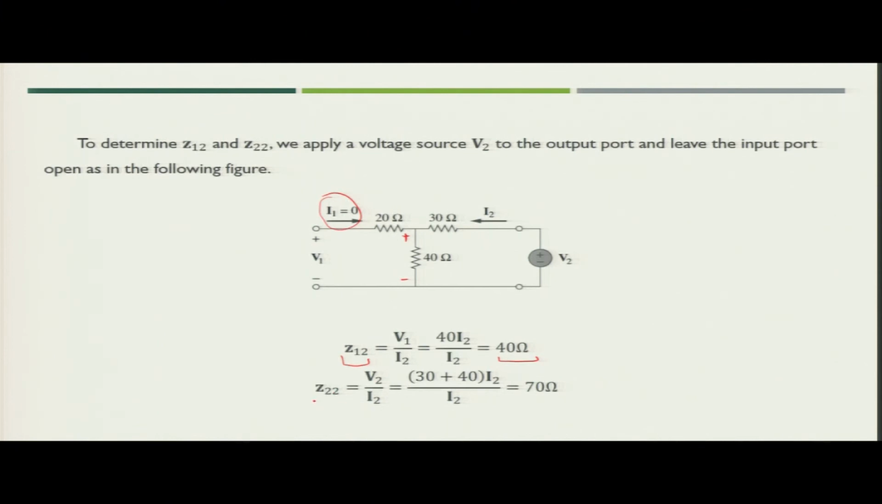Now, next you need to find out the value of Z22, that is V2 upon I2. So, what is the value of V2? If you see this particular circuit, V2 can be represented as 30 plus 40, these are the resistances, into I2. So, if you solve V2 upon I2, you will get Z22 as 70 ohm.